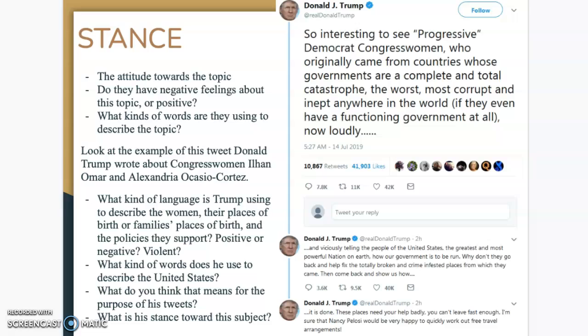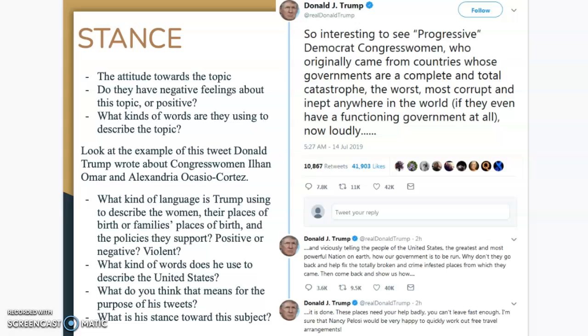So you can think about stance as positive or negative feelings towards a topic, and you can find this stance by looking at the kinds of words they're using to describe the topic. I've got here on the right an example of a tweet from former President Donald Trump about Congresswomen Omar and AOC. You could read this tweet and look at the exact sorts of words he's using to describe the women, their families' places of birth, and the policies they support.